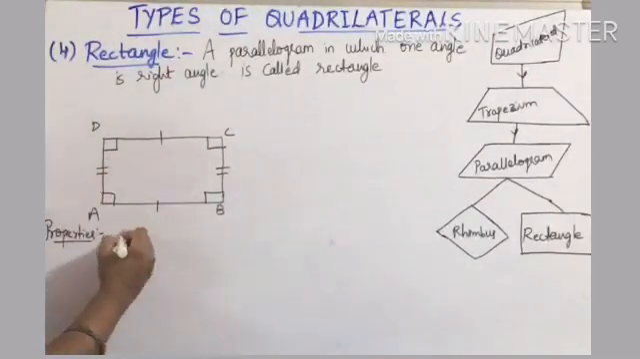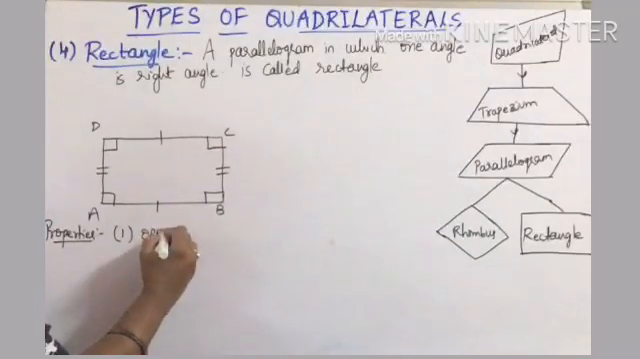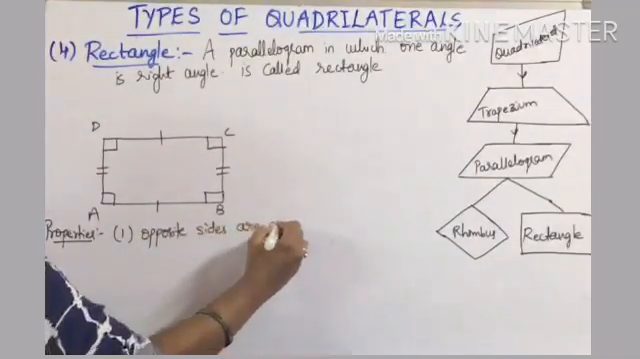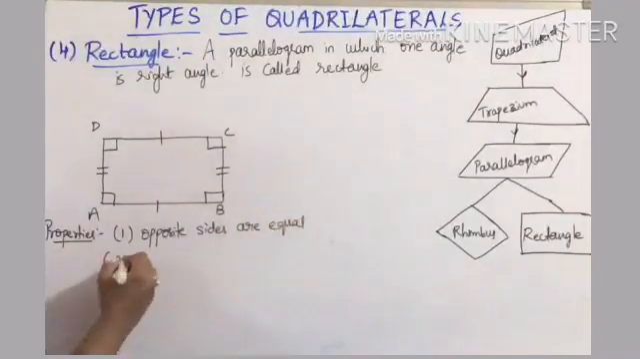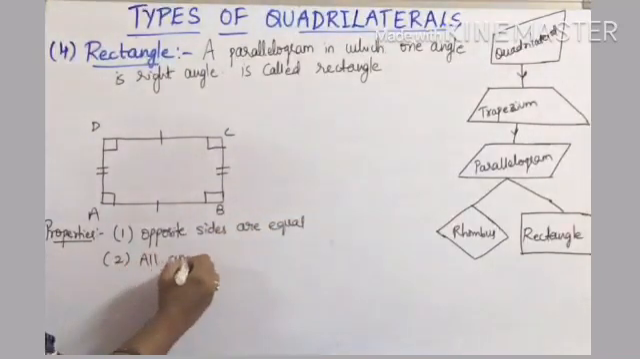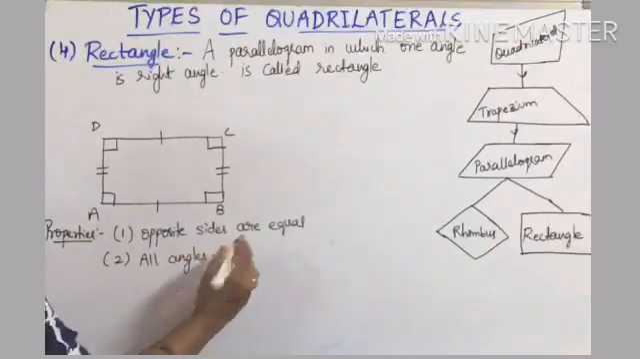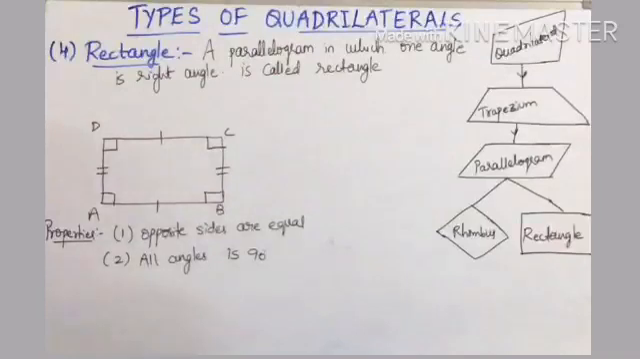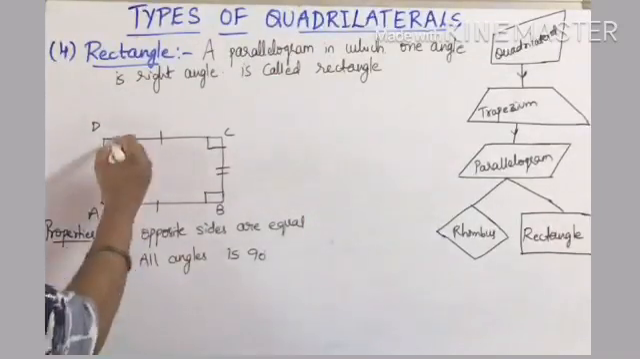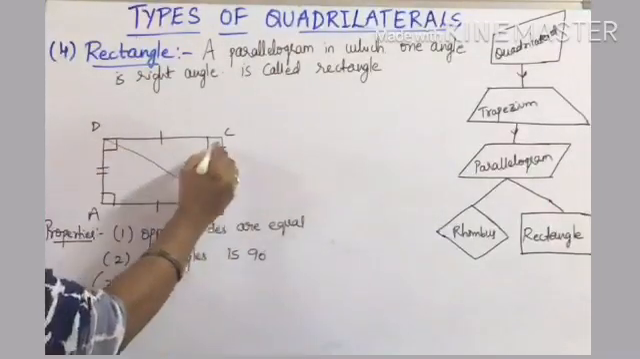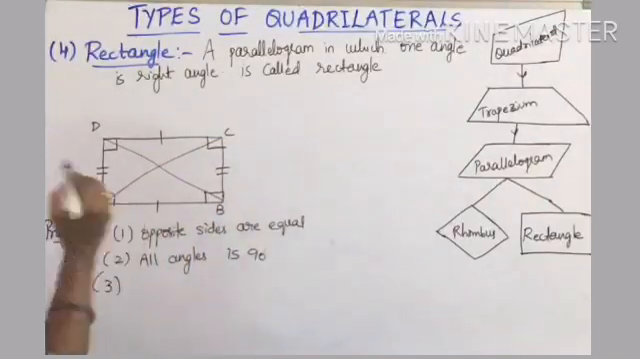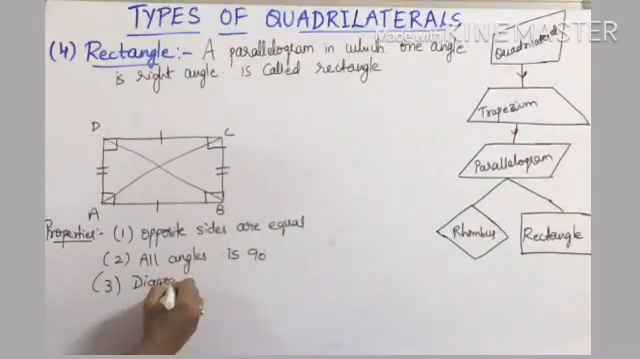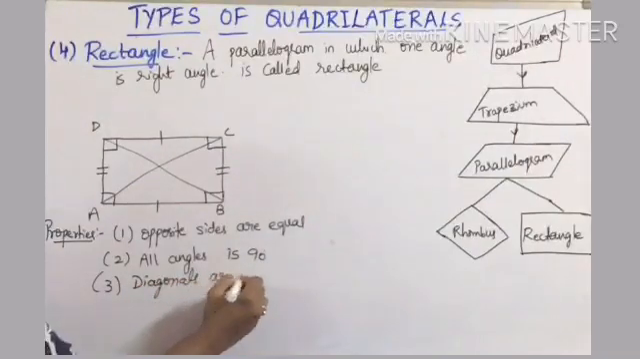Same like parallelogram, opposite sides are equal. What about angles? All angles are 90 degrees. Next, what about diagonals? Coming to diagonals, in rectangle, the main important point is the diagonals are equal. Diagonals are equal in rectangle.